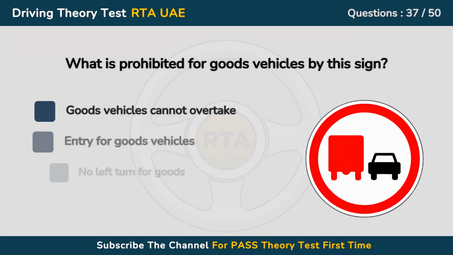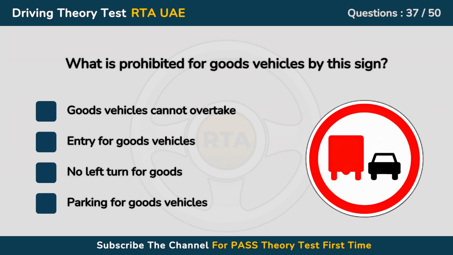Question 37. What is prohibited for goods vehicles by this sign? A. Goods vehicles cannot overtake. B. Entry for goods vehicles. C. No left turn for goods. D. Parking for goods vehicles.